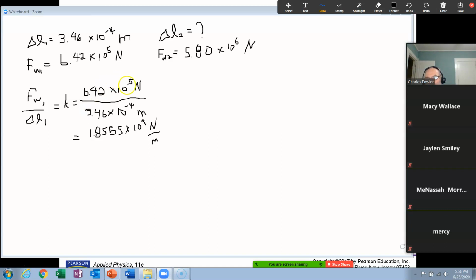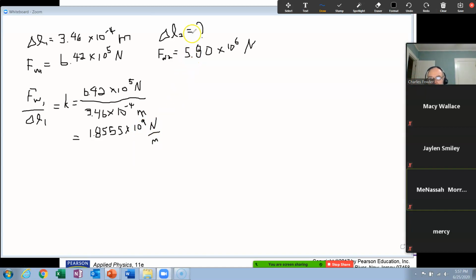Okay. And what you do with your exponents, you subtract the exponents. 5 minus a minus 4, or minus a minus is plus, 5 plus 4 is 9. So that's where you get this number, 6.42 divided by 3.46. That gives you approximately that number, and then your exponents are 5 minus a minus 4, which is 5 plus 4 is 9. So that makes you feel real good, warm, and fuzzy.